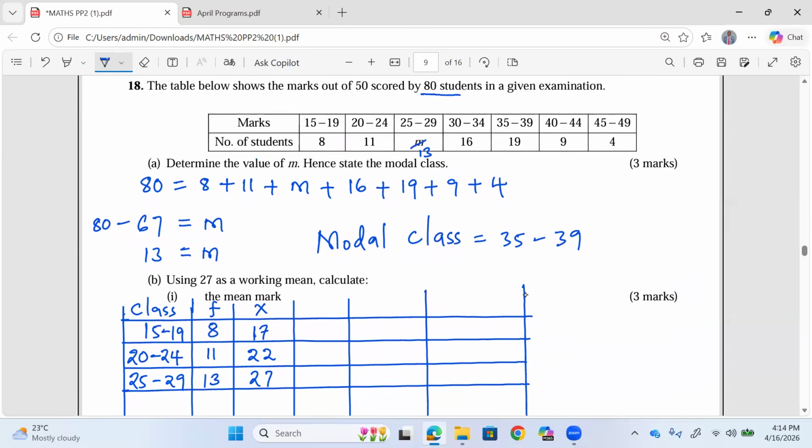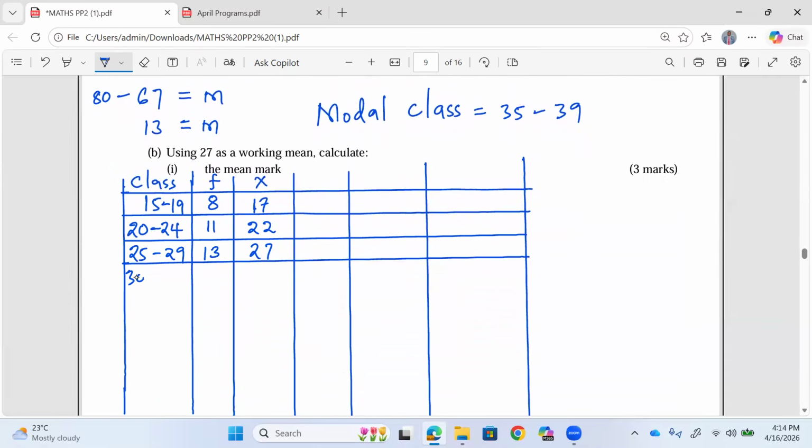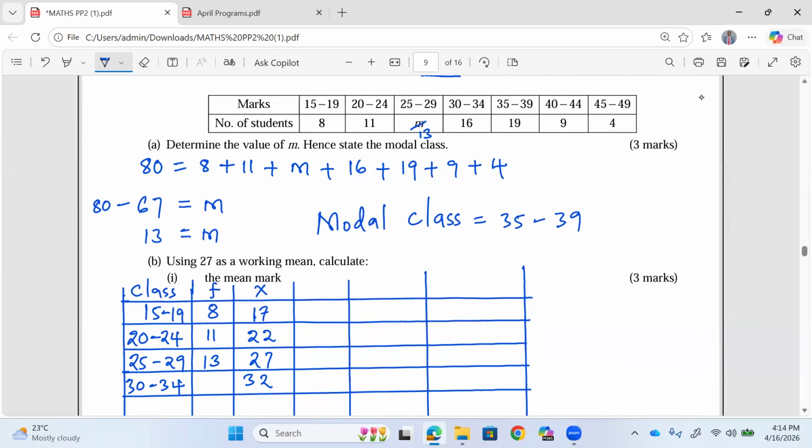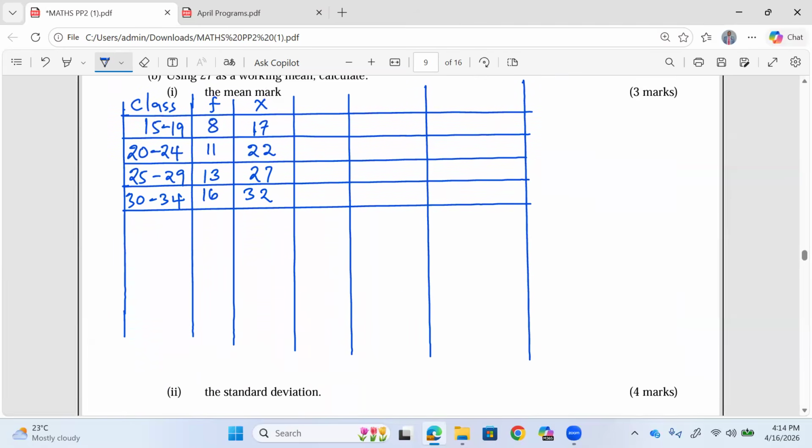Then from there, we can talk of 30 to 34. The midpoint shall be 32. Then the frequency for that class is exactly 16, as you can see. Then the other one is 35 to 39, with 19 here. Meaning that the midpoint of 35 and 39 is going to be exactly 37. Is that okay? Yes.